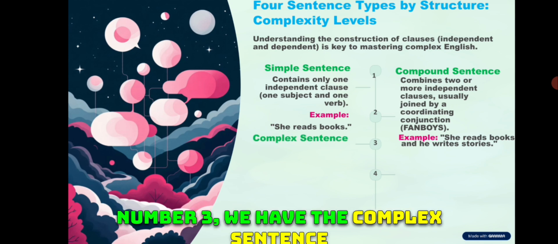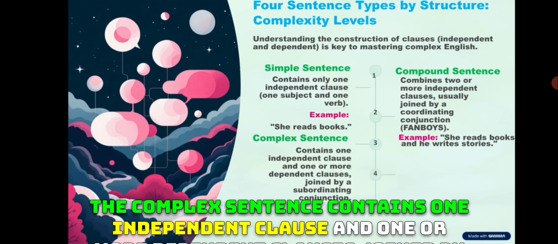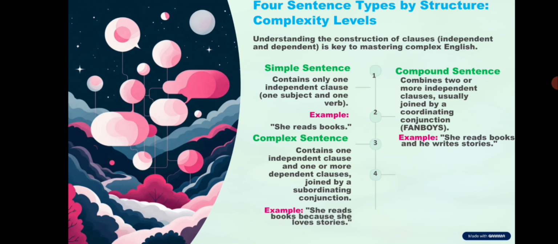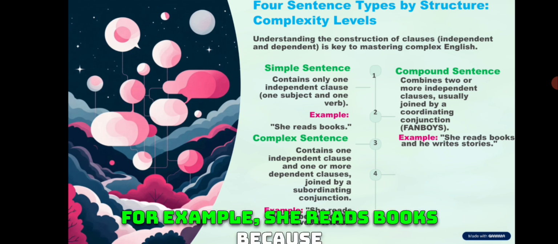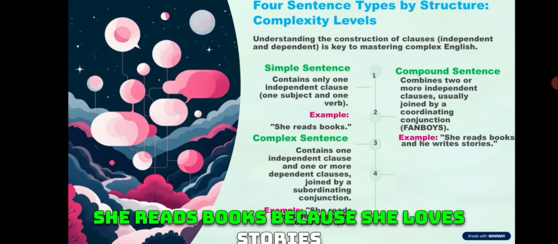Number three, we have the complex sentence. The complex sentence contains one independent clause and one or more dependent clauses joined by a subordinating conjunction. For example, she reads books because she loves stories. She reads books because she loves stories.